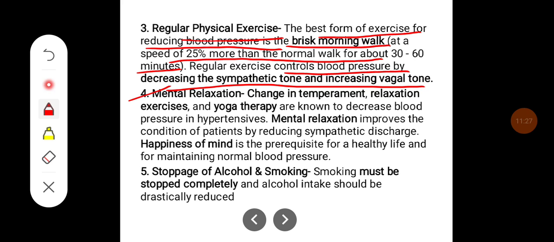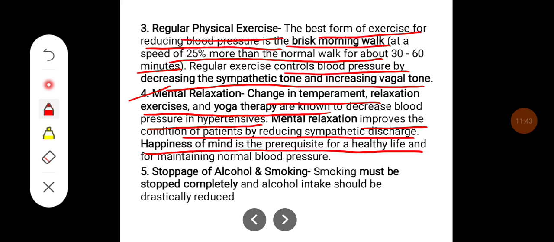Mental relaxation, like change in the temperament, relaxation exercises, and yoga therapy, is known to decrease the blood pressure in hypertensives. Mental relaxation improves the condition of the patient by reducing sympathetic discharge. Happiness of the mind is a prerequisite for a healthy life and for maintaining normal blood pressure. Stoppage of alcohol and smoking is a must; it is also going to help in the treatment of hypertension.